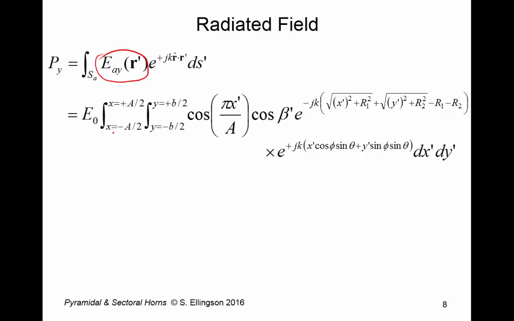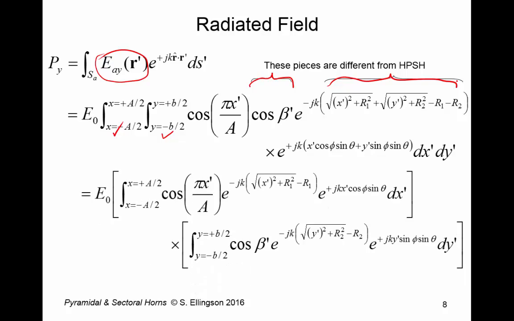In any case, it entails an integration over the aperture, which is x equals minus a over 2 to x equals plus a over 2, and y equals minus b over 2 to plus b over 2. These pieces are different from what we had in the case of the H-plane sectoral horn, and they're associated with the fact that we are now flared in the E-plane as well as in the H-plane. We can factor these integrals, so we have one integral over x, one integral over y. So the two brackets are two separate integrals which factor readily into those two separate variables.